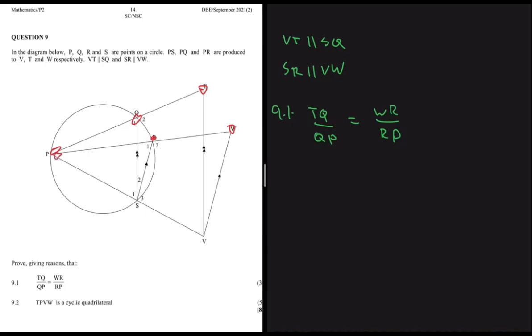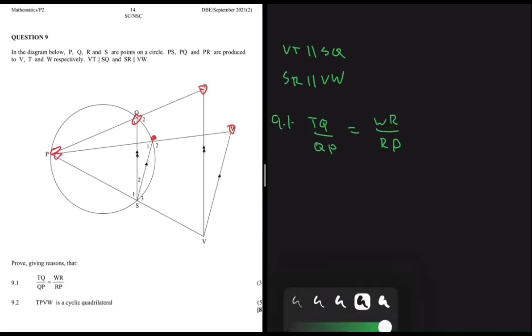Okay, so let's look at the first keyword. The first keyword says VT is parallel to SQ, right? So let's look at the VT. VT is this line here, and it's said to be parallel to SQ. SQ is this line here. If those two lines are parallel, then the sides PT and PV will be divided proportionally, right?